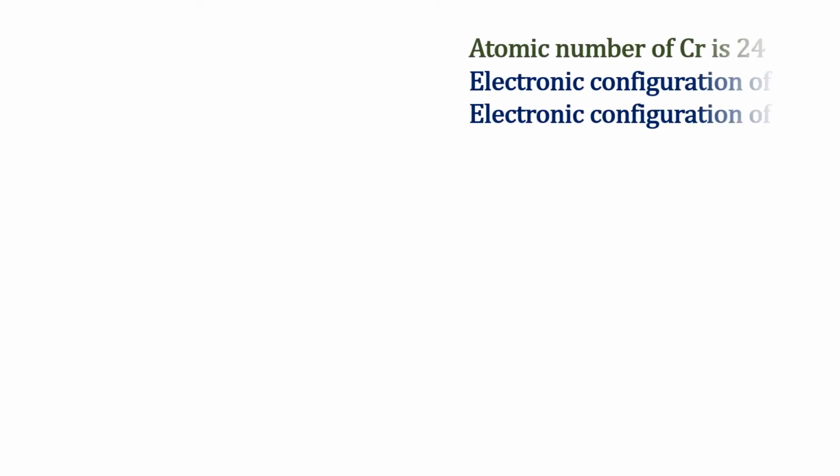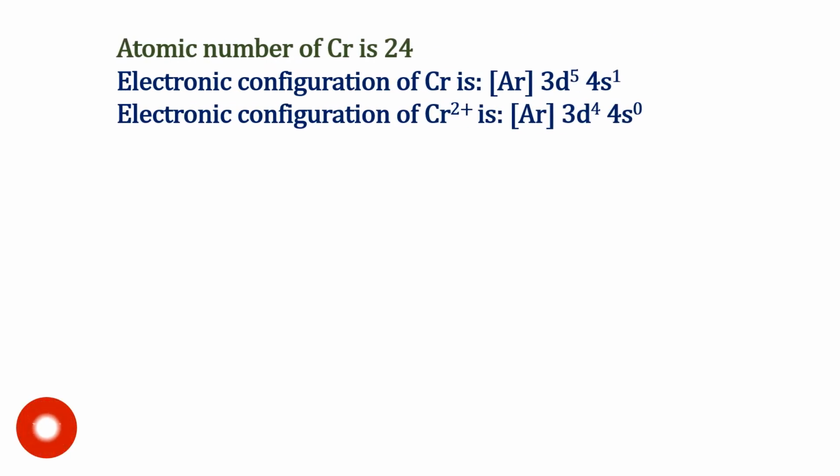The atomic number of chromium is 24. So the electronic configuration of chromium is the configuration of argon, whose atomic number is 18, then 3d5 4s1. Now the electronic configuration of chromium 2+ is 3d4 4s0. So 2 electrons are removed because it has the oxidation state 2+.